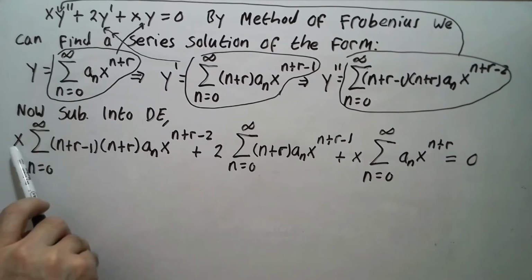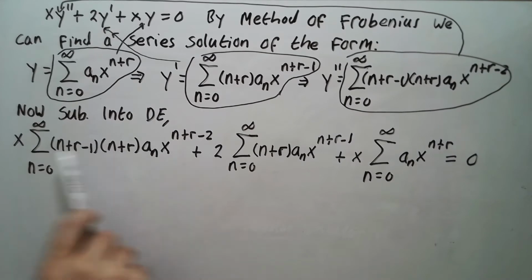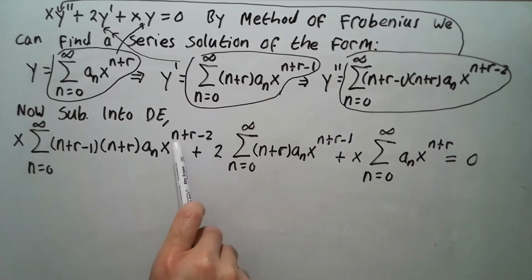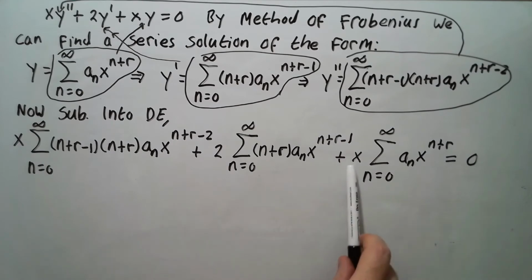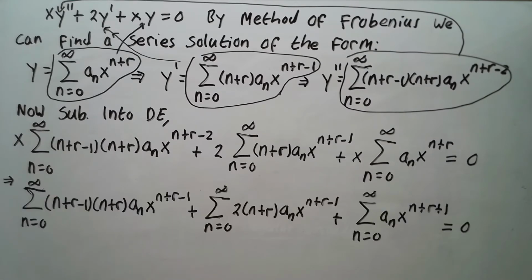Alright, so now I can multiply this x in. Multiplying the x in adds 1 to the exponent, so it becomes n plus r minus 1. I can multiply this x in also and add 1 to the power. So doing that, we get this. I multiply the 2 in here. And multiplying the x in here adds 1 to the power. Notice that the first sum and the second sum have x at the same power. The third one has a different power on the x.